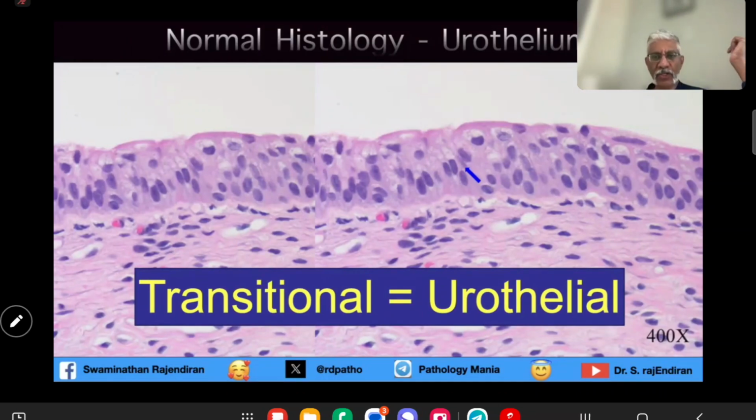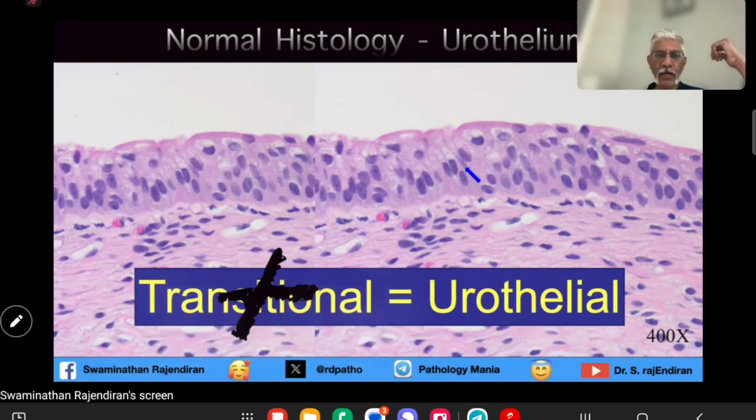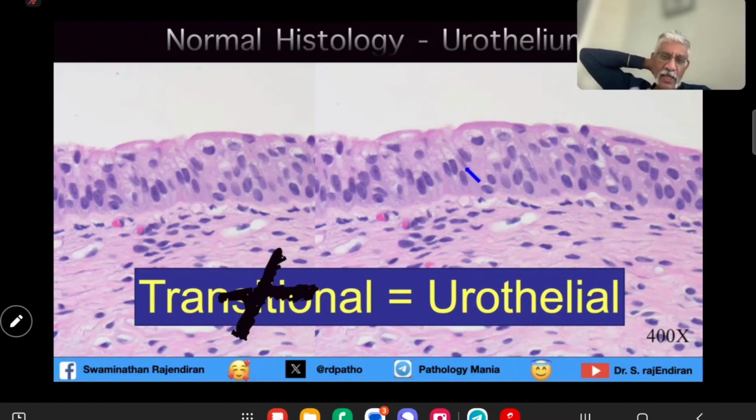That's why it is called transitional, and you all must know it as transitional carcinoma, but now we don't use that. This property of the epithelium changing its size and shape is present only in the bladder and related structures, and so these are now known as urothelium. So it's a urothelial carcinoma. When somebody reports transitional cell carcinoma, that means they are not updated. So never use transitional, it is urothelial.